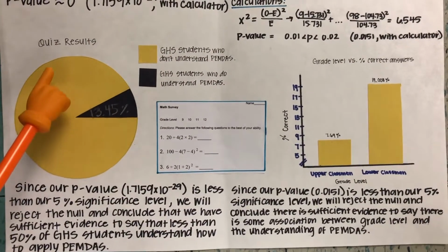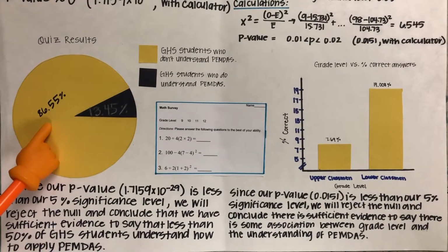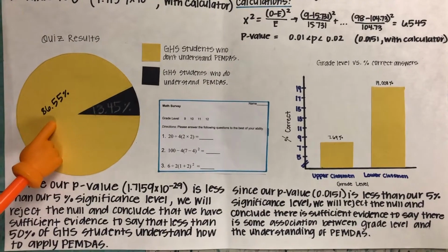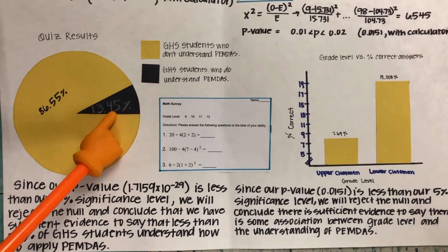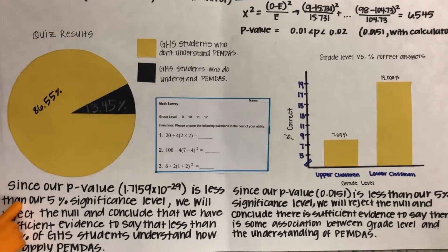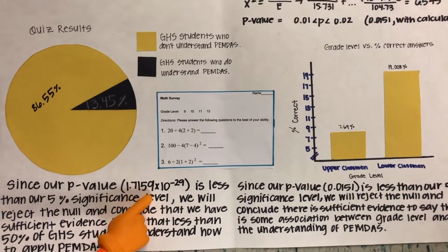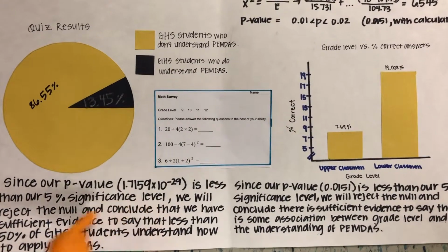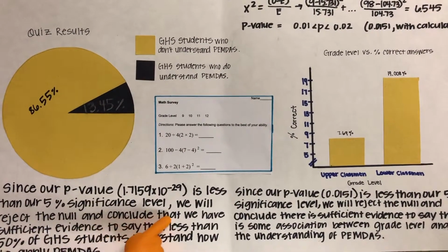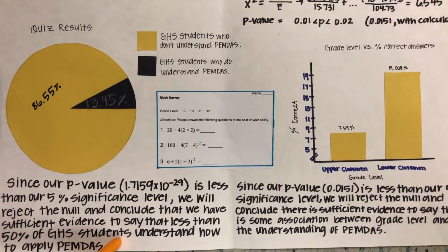Our quiz results are as follows. 86.55% of GHS students don't understand how to use PEMDAS, while 13.45% understand how to use it. In conclusion, since our p-value, 1.7159 times 10 to the negative 29th, is less than our 5% significance level, we will reject the null and conclude that we have sufficient evidence to say that less than 50% of GHS students understand how to apply PEMDAS.